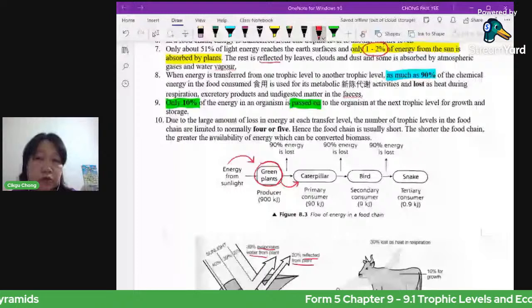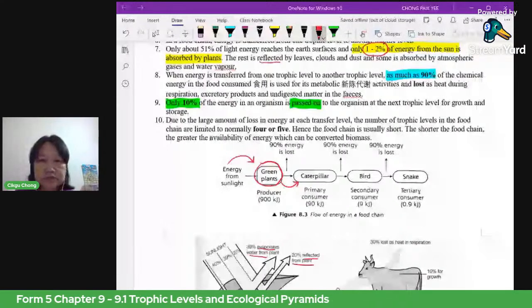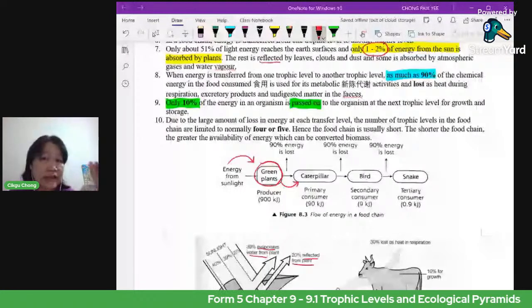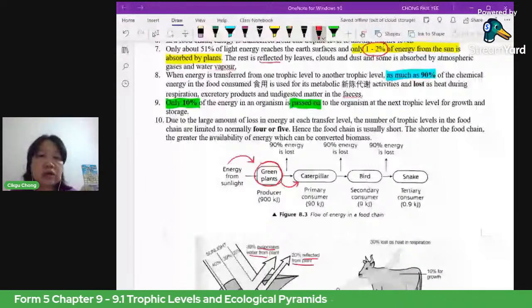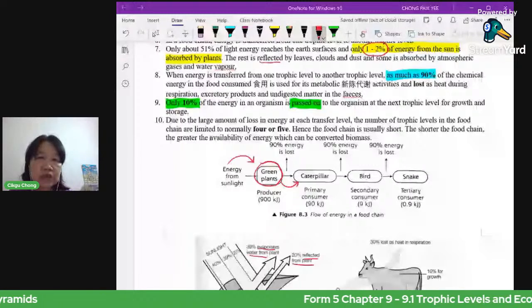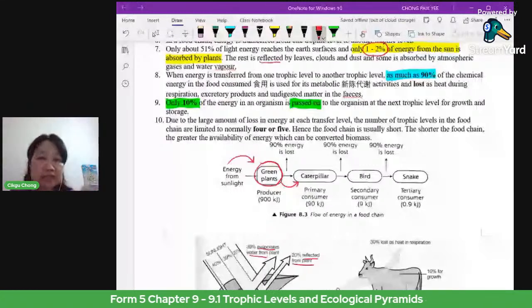Now let's look at what processes cause the energy to be lost. When you eat the organism, you don't eat the whole organism. Sometimes the fur, the skin, you don't eat, the skeleton you don't eat. That part that you don't eat contains tissue, and when it contains tissue, it contains energy as well. You're not taking everything inside. You can't eat fur. You can't eat the skeleton. You only eat the muscle, correct? So it cannot 100% go into your body.